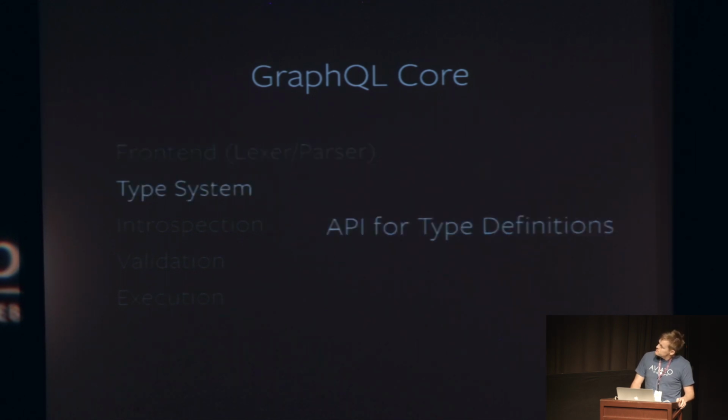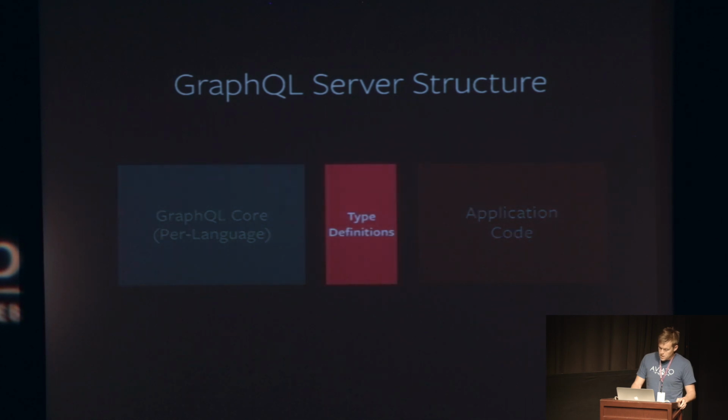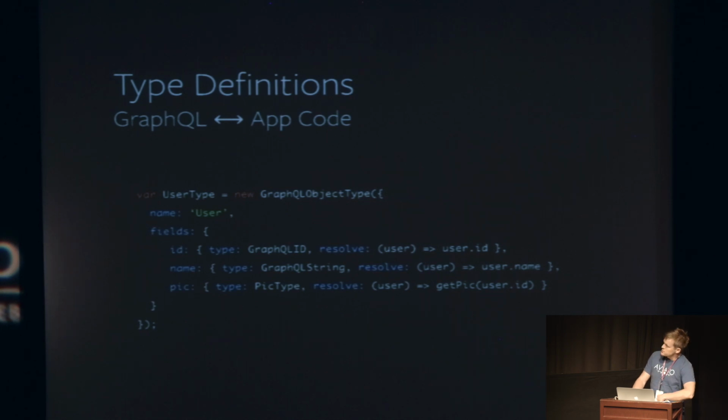So there's a type system. The core provides an API for defining type definitions. We'll go over an example of that right now. The type definitions, as I said before, are the thing that glues the GraphQL core to your specific application. So this is what this looks like. This is valid code in the context of the release we just did.